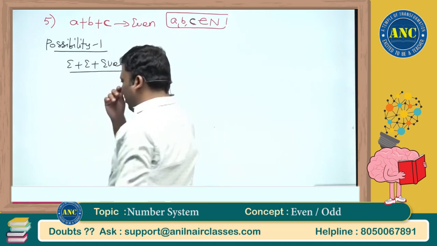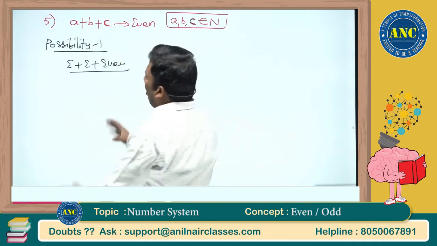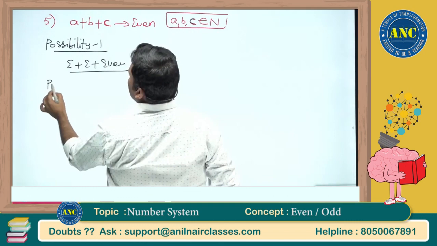All the three can be even. Even plus even is even, even plus even is even. Possibility 1: all the three variables take the same parity.